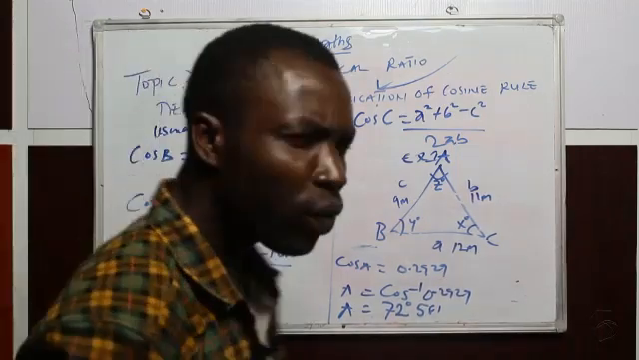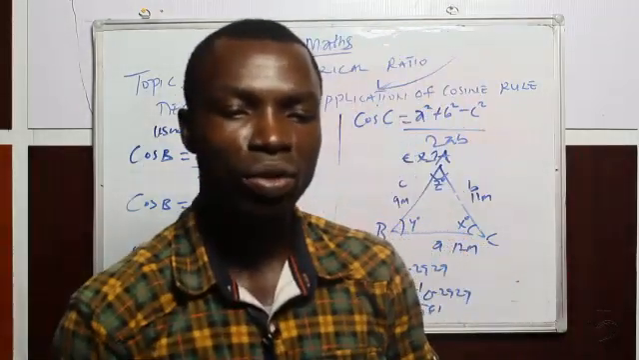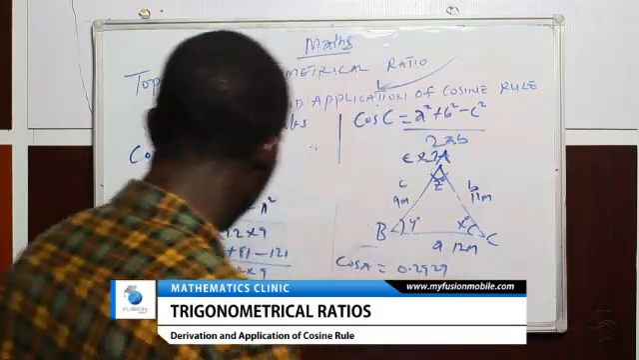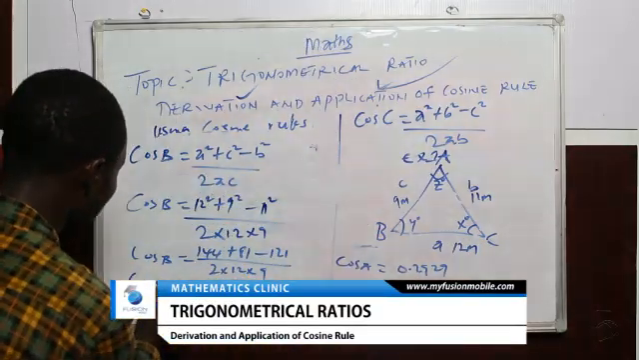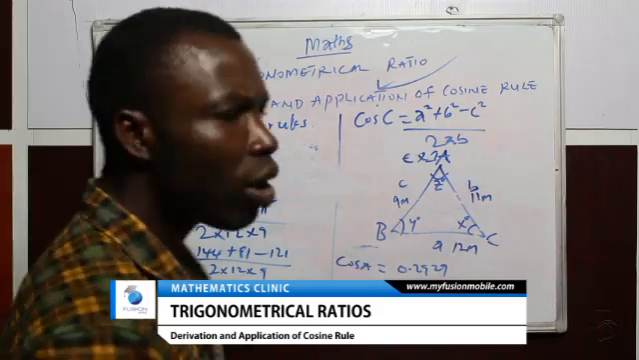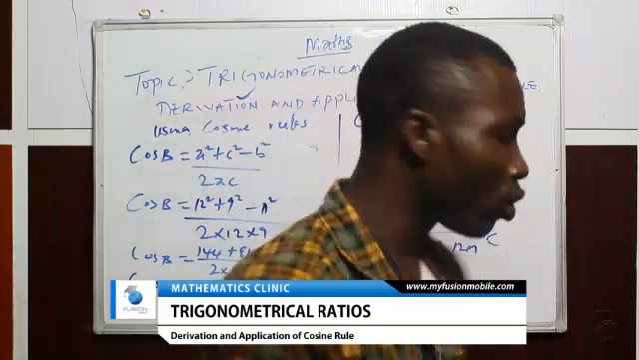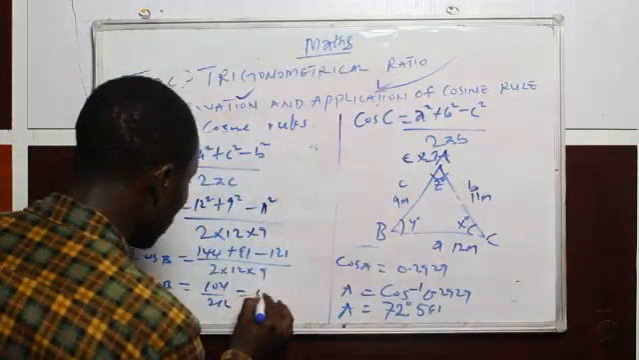Now, use your calculator: 144 plus 81 minus 121 is going to give us 104 over 216. Cos B is equal to 104 over 216. Now, divide 104 by 216 to give us 0.4815.